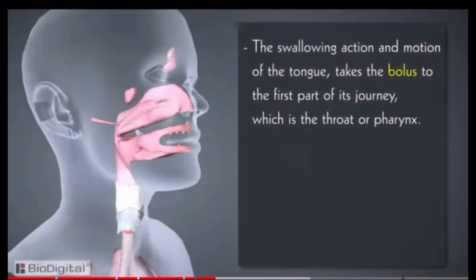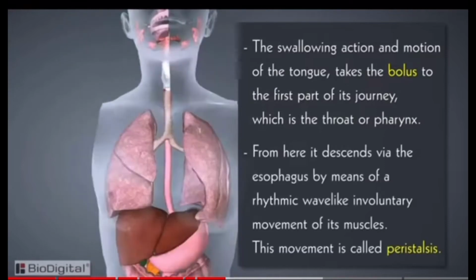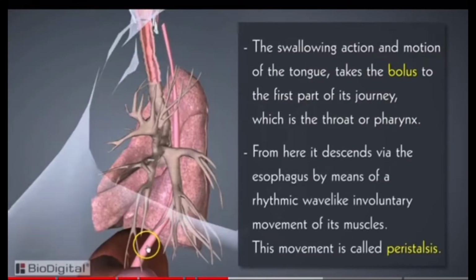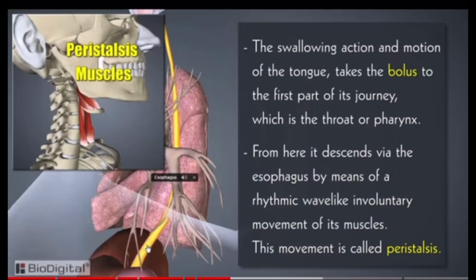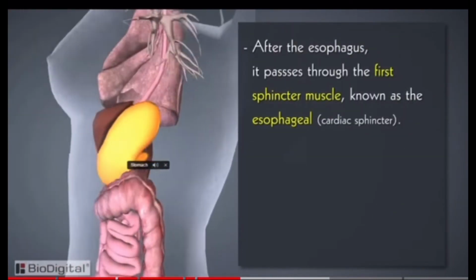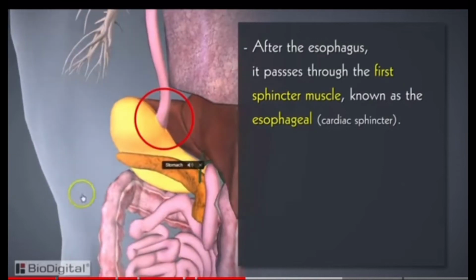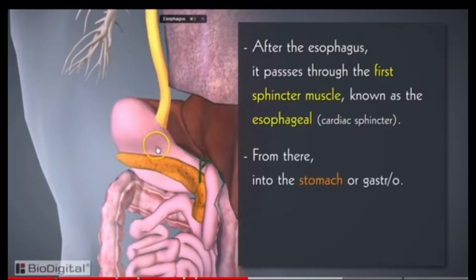The swallowing action and motion of the tongue takes the bolus to the first part of its journey, which is the throat or pharynx. From here, it descends via the esophagus by means of a rhythmic, wave-like, involuntary movement of its muscles. This movement is called peristalsis. After the esophagus, it passes through the first sphincter muscle, known as the esophageal or the cardiac sphincter. From there, into the stomach.